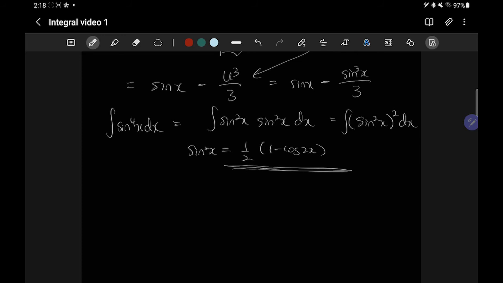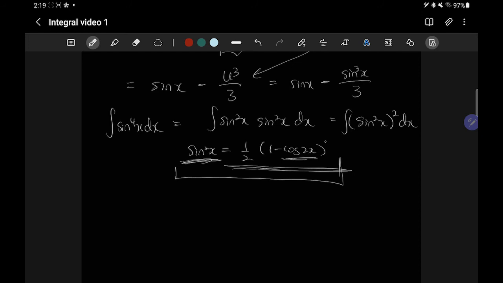So in that kind of situation, my suggestion for you is to replace the terms you have in your integral with another trigonometric term with a lower power. And as you can see, cosine 2x is only of power 1, whereas sine squared x is of power 2. So that's why this trigonometric identity is selected.